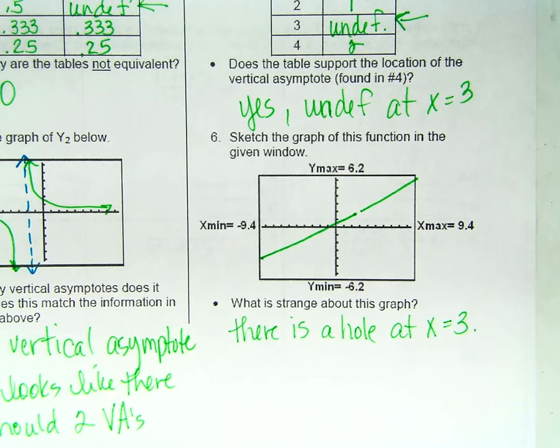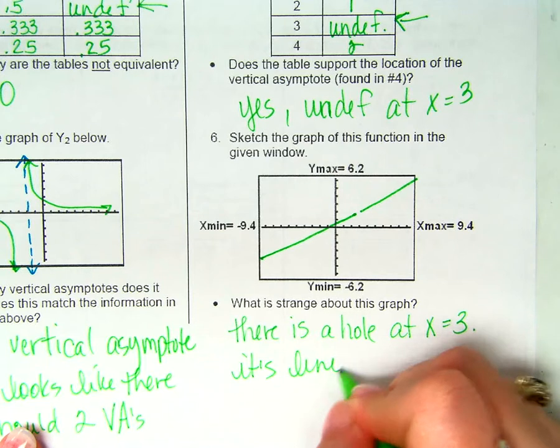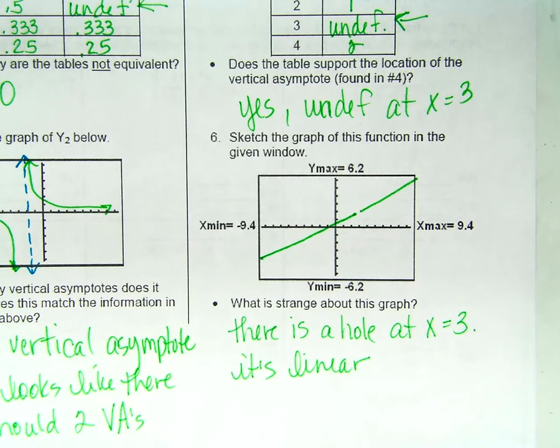What else is weird? Emily, what'd you notice? It's a line. It's linear. And last thing? Austin, what you got? Okay.